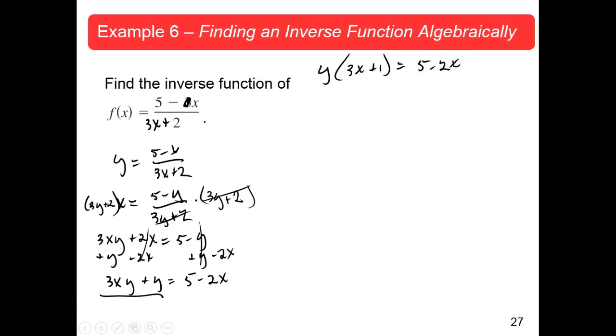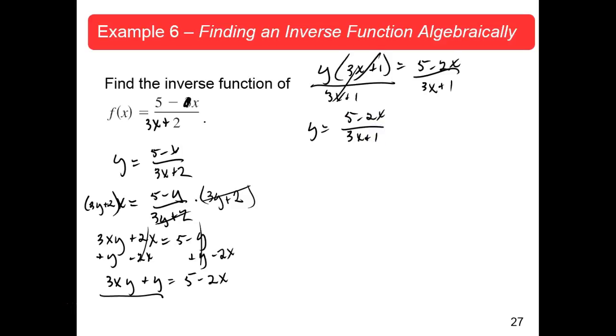Okay, and what is our goal? Isolate the y. And what do we do next to get it by itself? Divide by 3x plus 1. Very good. But you got to do it to both sides, of course. These go away, and that becomes y is equal to 5 minus 2x over 3x plus 1. Okay?